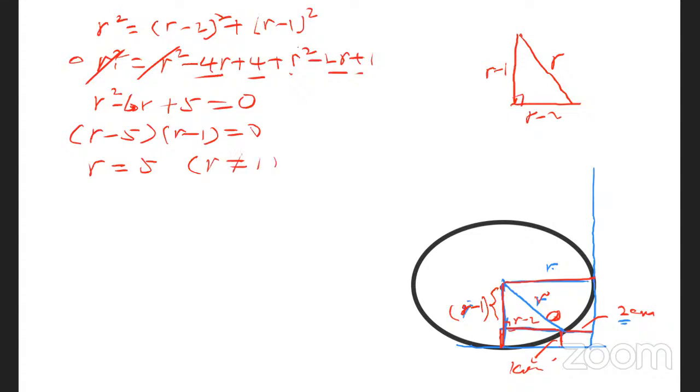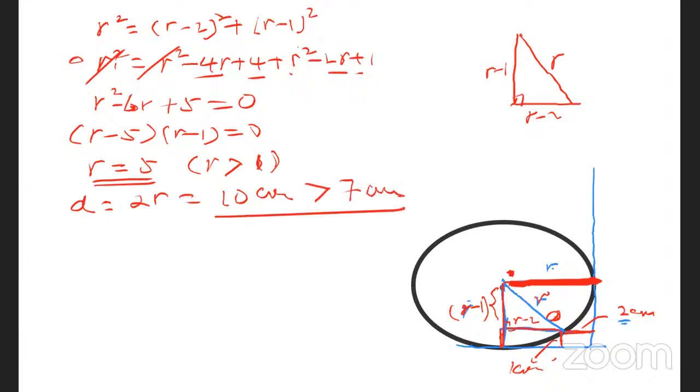You understand now? If your R equals 1, this is 1, and this is 2, right? How can R be shorter than 2? Okay? So you write this: R cannot be 1. Or better, use the words R must be more than 1. Okay? So R is 5. Then the diameter is 2R, right? It is 10 cm, which is more than 7 cm. Right? So you write like that.